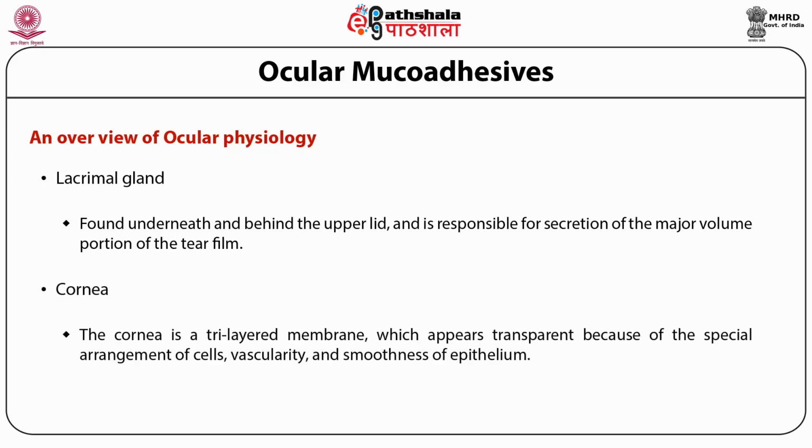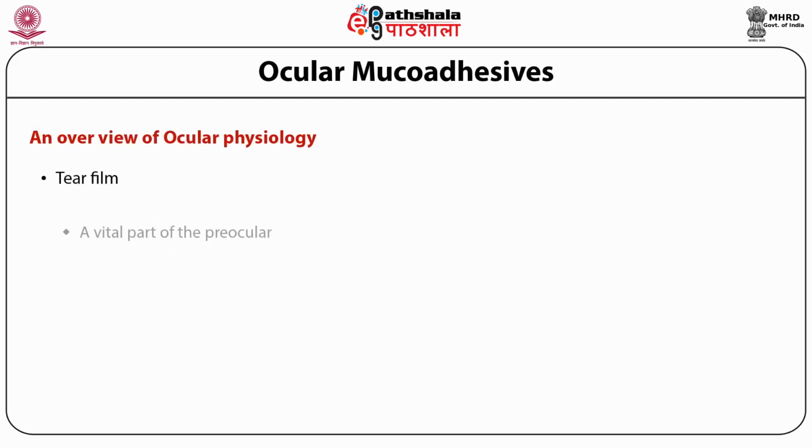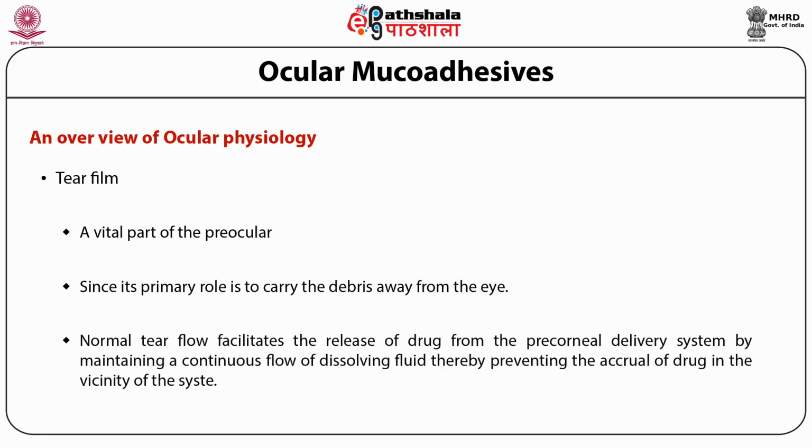Then we have the cornea. The cornea is a tri-layered membrane which appears transparent because of the special arrangement of cells, avascularity and smoothness of epithelium. Then comes the tear film. This is the vital part of the preocular region. Since its primary role is to carry the debris away from the eye, normal tear flow facilitates the release of drug from the precorneal delivery system by maintaining a continuous flow of dissolving fluid, thereby preventing the accrual of drug in the vicinity of the system.